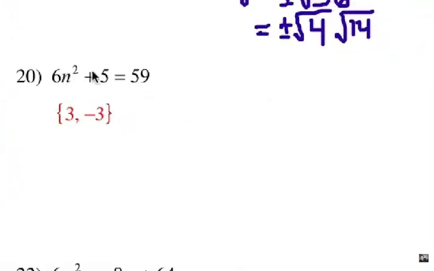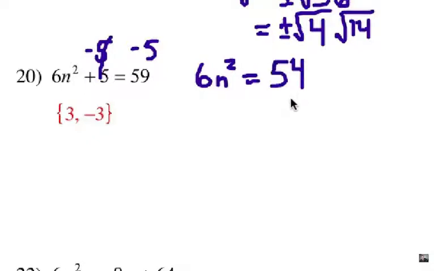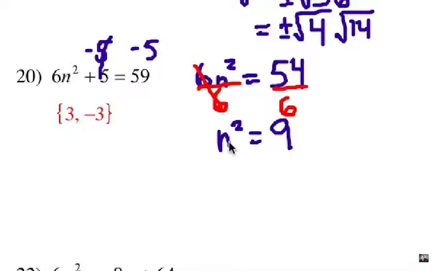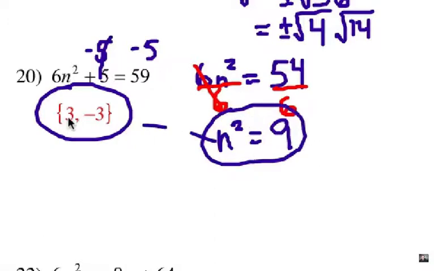All right, do you know what to do on number 20? Yes, get rid of the constant by subtracting the 5. This will give us 6n squared equals 54. Divide each side by 6 to get n squared equals 9, and of course taking the square root of each side, it gives us a positive and a negative 3. All right, sometimes you'll get a radical you'll have to simplify. Sometimes it'll come out to be a positive or a negative root, and either way you can write it as this answer here or this answer here.